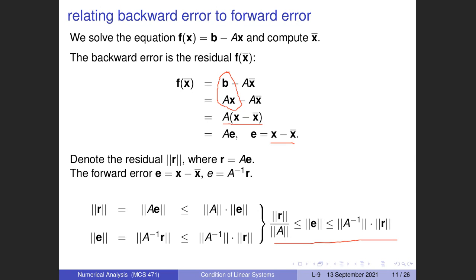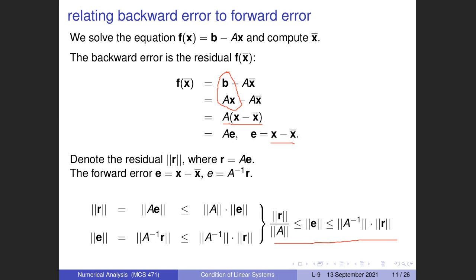We have that the forward error is bounded from above by the norm of the inverse of the matrix times the residual, and from below it is bounded by the residual again, but now you have to divide by the norm of the matrix.